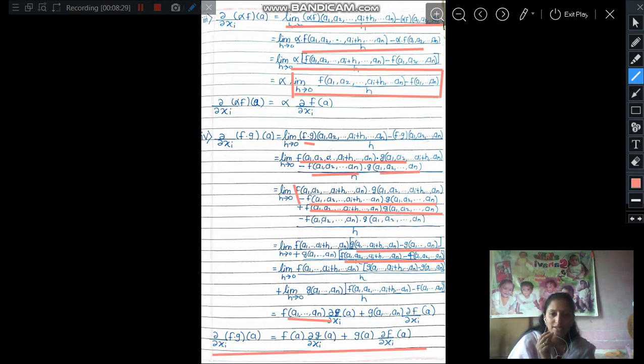So we prove this part. ∂/∂xi operated on f·g at a is equal to f of a times ∂g/∂xi at a plus g of a times ∂f/∂xi at a.